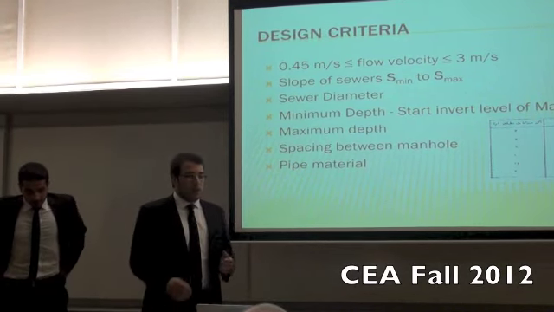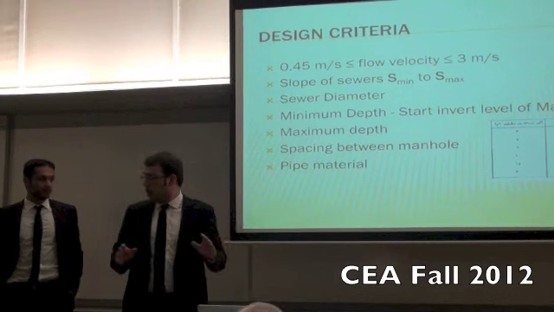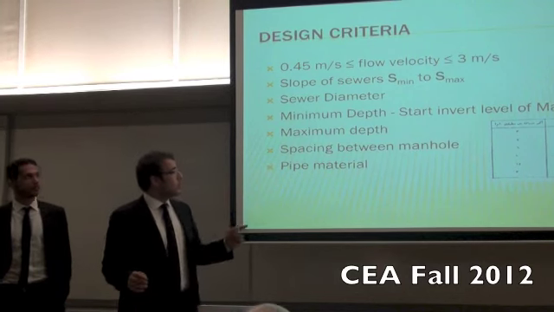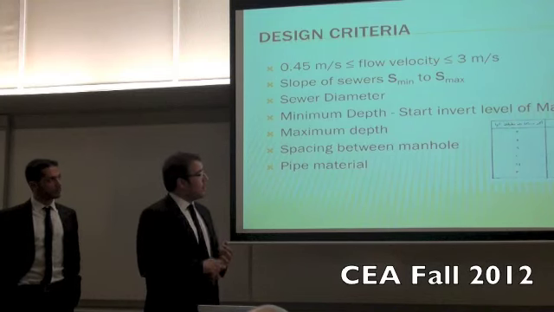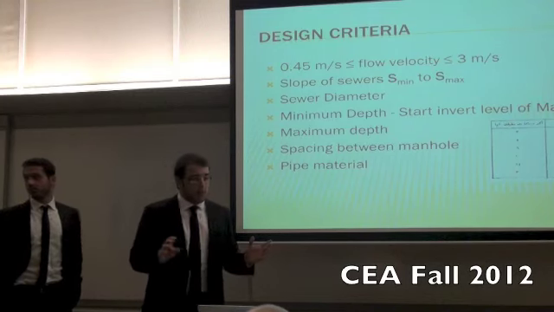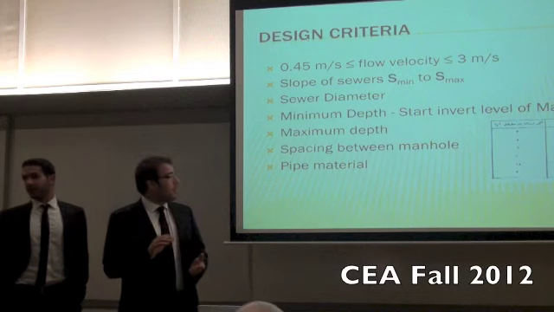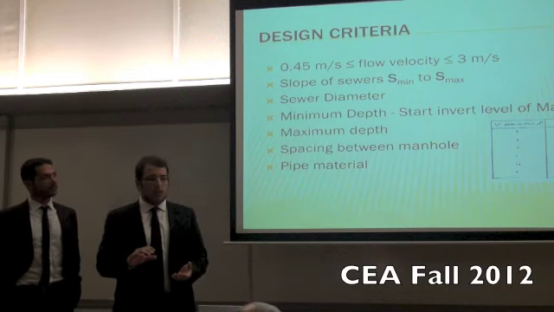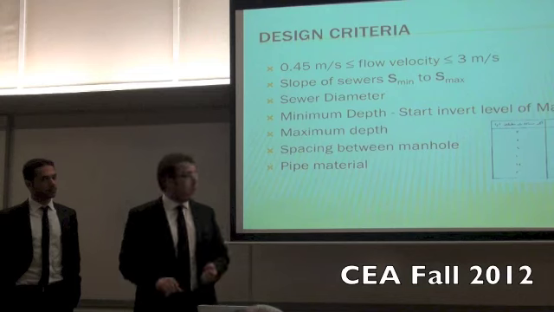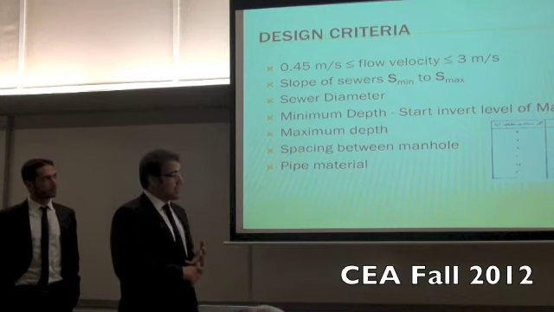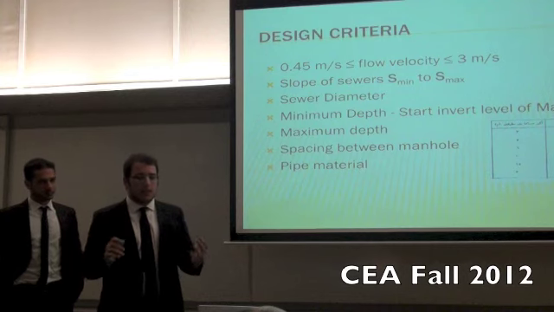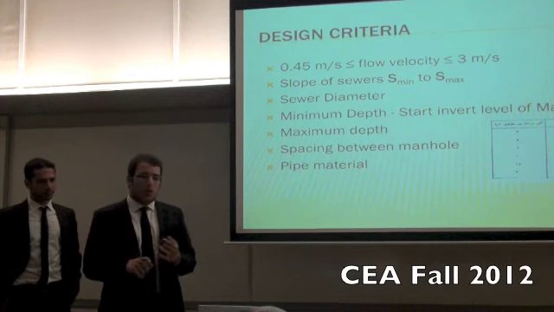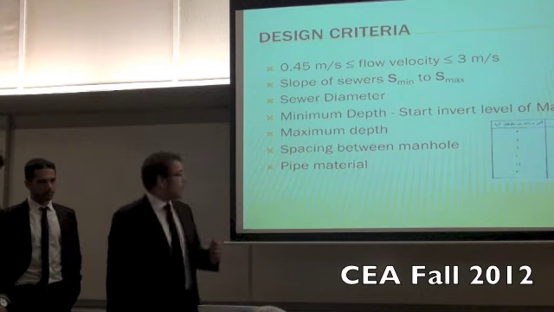For the diameter, we were restrained by the Egyptian code that we cannot use sewers less than 200 millimeters. For the minimum depth, when we were restrained to use the first-level manholes, the minimum depth we had was 1.2 meters as a cover plus the diameter of the sewer. The maximum depth we had is 6 meters, and this maximum depth is to ease the cover fill and to ease the construction method for the contractor.